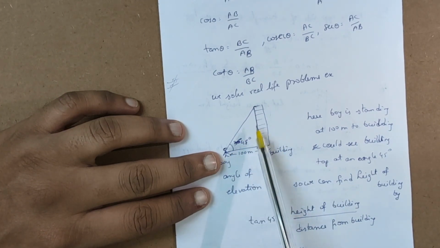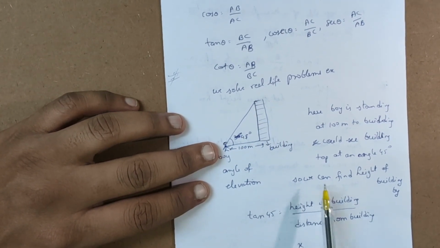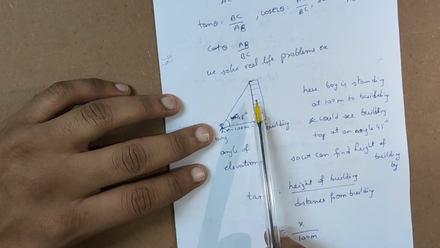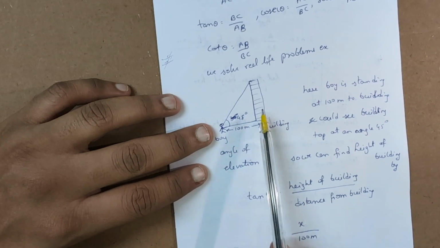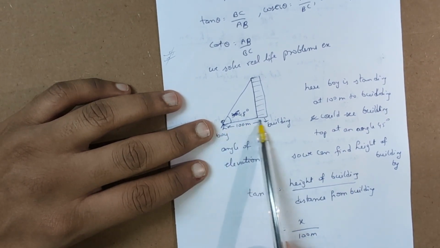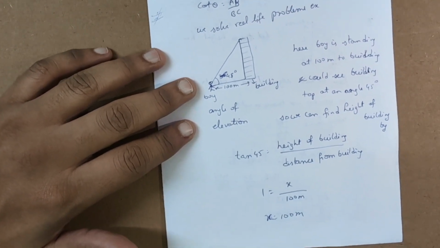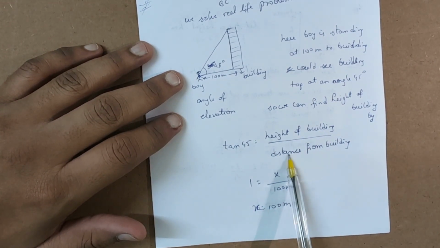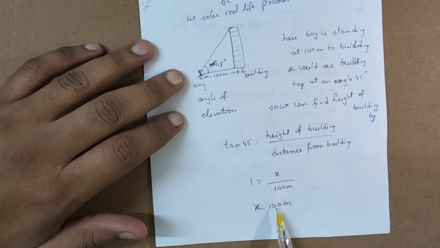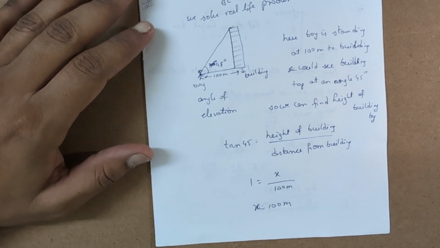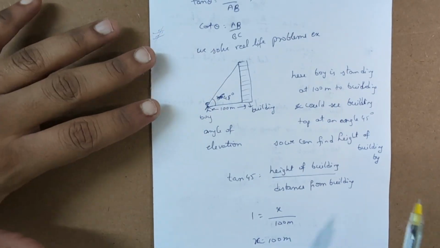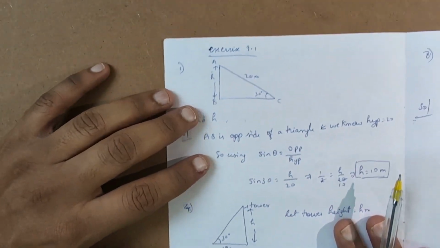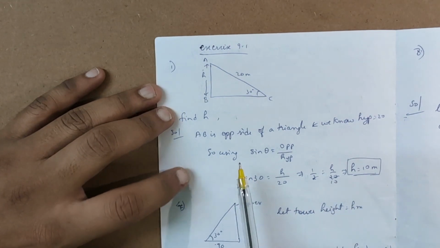So using tan theta we can figure out the height of the building. How? Tan 45 we know is 1, whereas tan 45 equals opposite side by adjacent side. Here the opposite side is the building, that is the height, whereas the adjacent side is the distance from the building. So height of building equals distance from building into tan 45, which is also 1. So the height of the building is 100 meters. Let's see the questions. Let's see the first question.